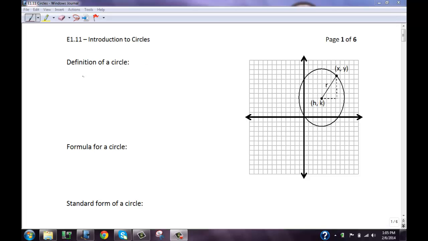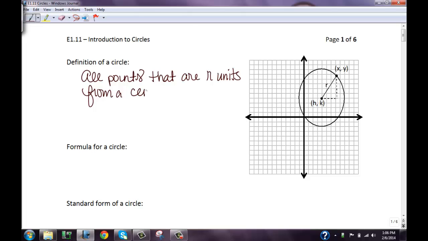The definition of a circle is all points that are R units from a center point, which we call HK. Okay, so all points that are R units away from the center point. So notice if you look at our little picture here, HK is in the center, and if I go out a distance of R, I hit a point on the outside of the circle. So no matter which direction I go out R units, that's going to give me all the points on this circle. Okay? So that's all that's saying.